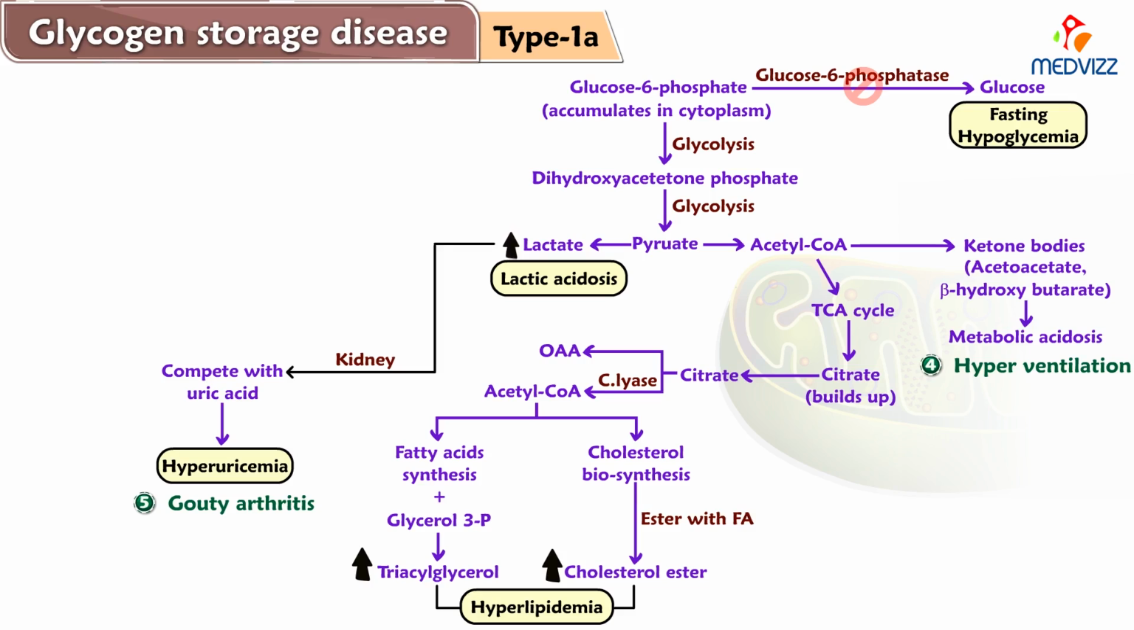And then some of the glucose 6-phosphate is diverted into the pentose phosphate pathway, or HMP shunt, hexose monophosphate shunt. So in the pentose phosphate pathway, what happens? More and more glucose 6-phosphate is diverted into the pentose phosphate pathway, and that will give rise to an increase in NADPH plus H+ and an increase in ribose 5-phosphate.